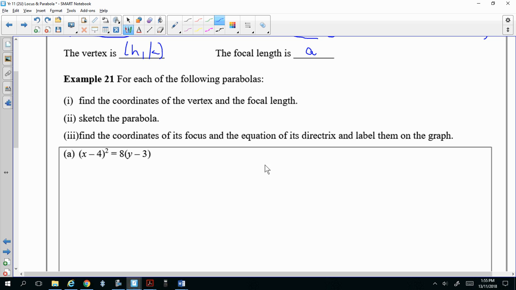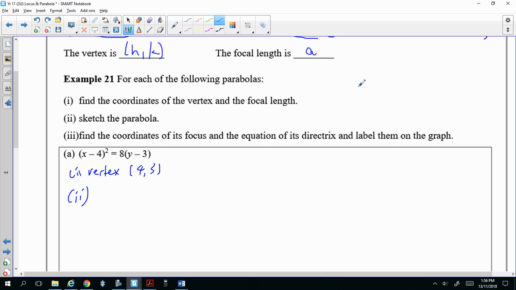Okay, so what we're going to do is, let's find the coordinates of the vertex of each parabola. Let's start with the first one. To find the vertex, you just look at it and write it down. So it will be 4, 3. Got it? That's your vertex. Any question? Then you sketch the parabola.